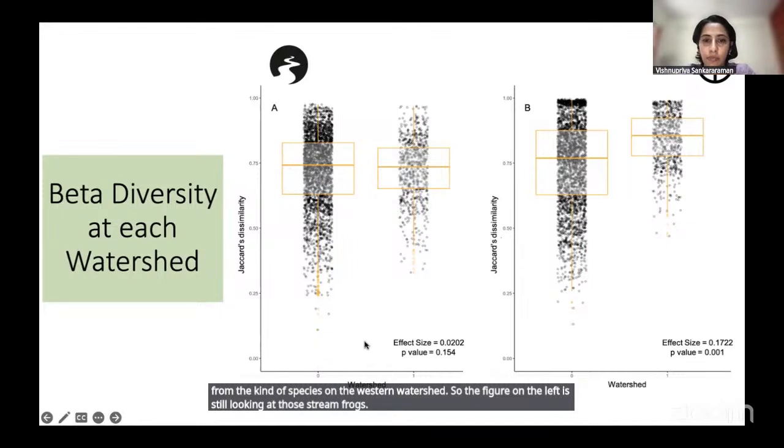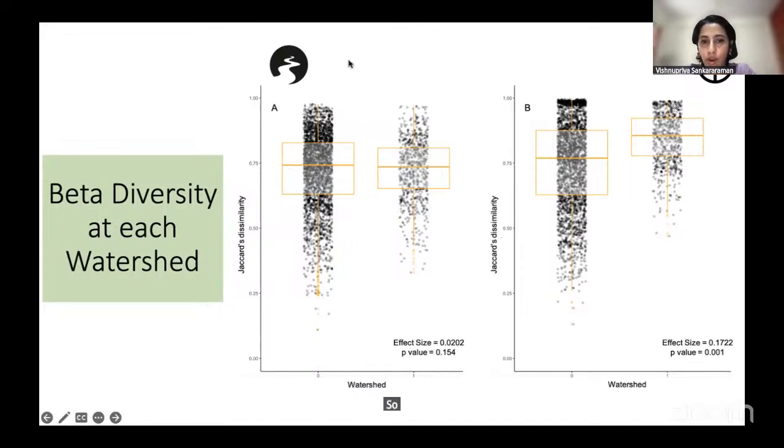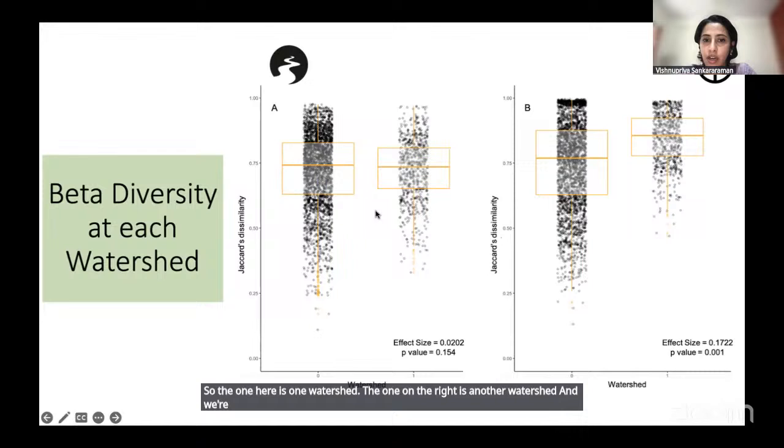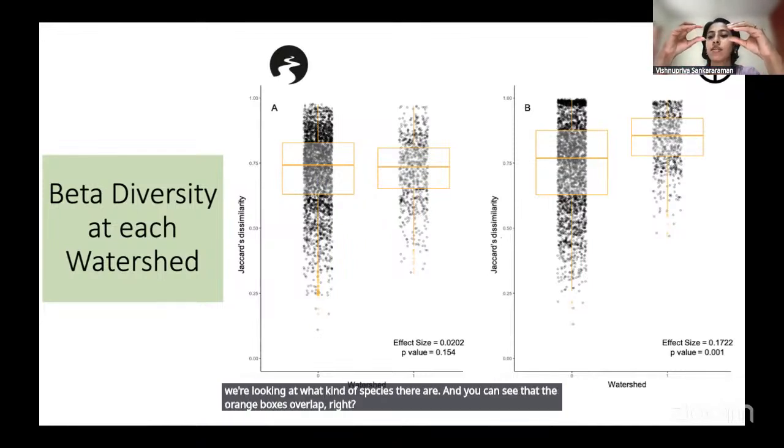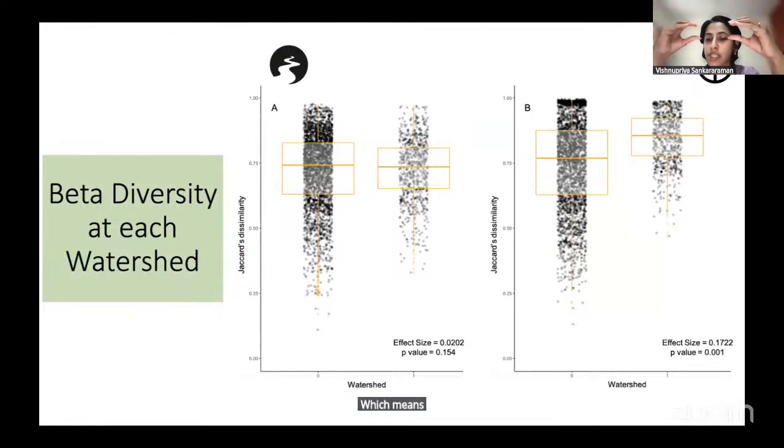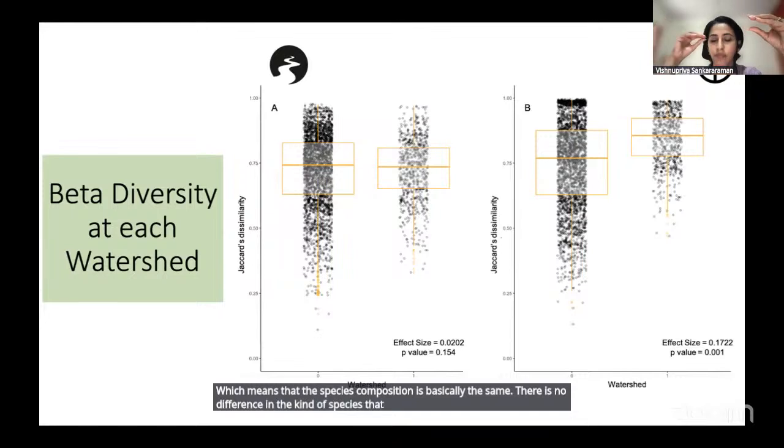The one here is one watershed, the one on the right is another watershed, and we're looking at what kind of species there are. And you can see that the orange boxes overlap, right? Which means that the species composition is basically the same. There is no difference in the kind of species that are in the two watersheds.